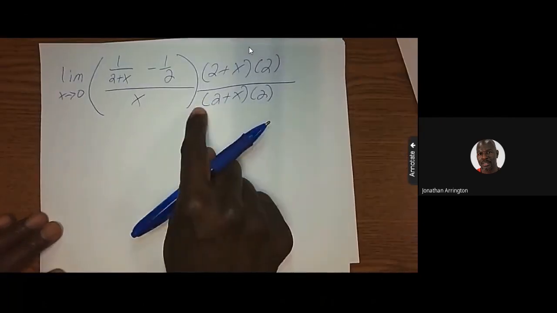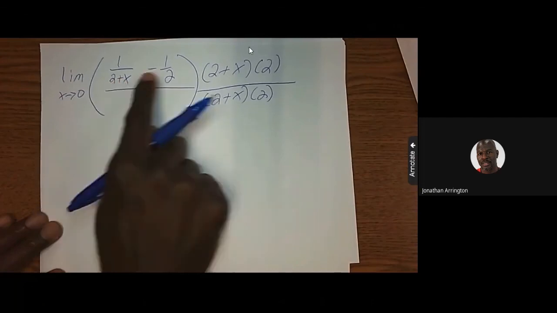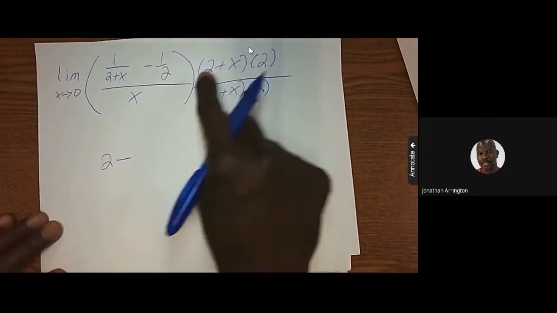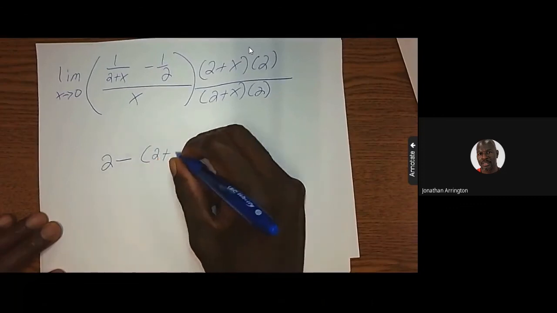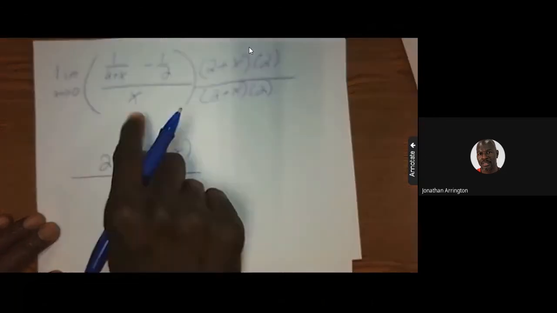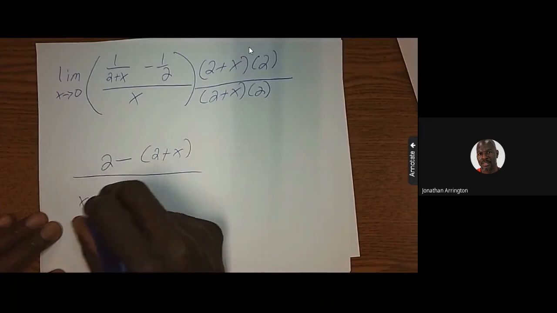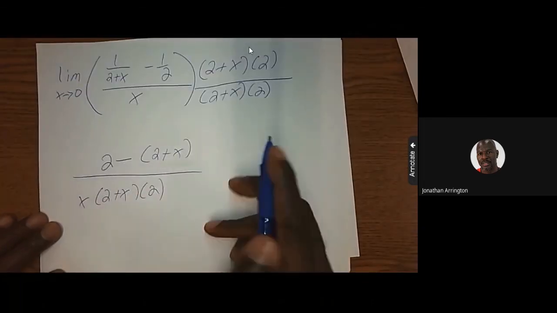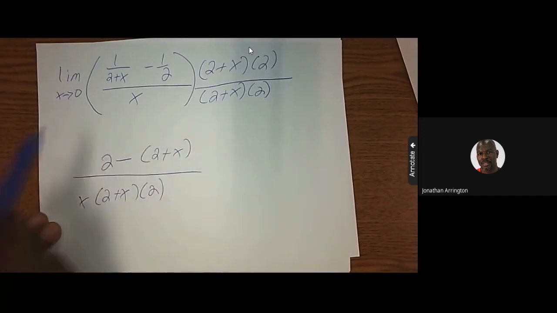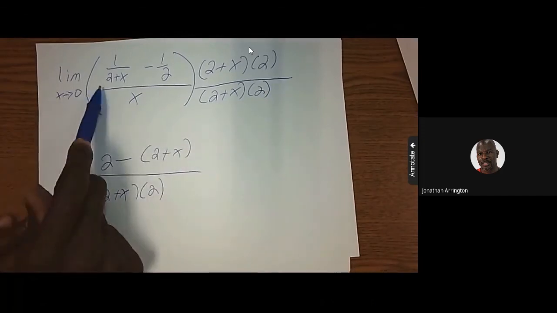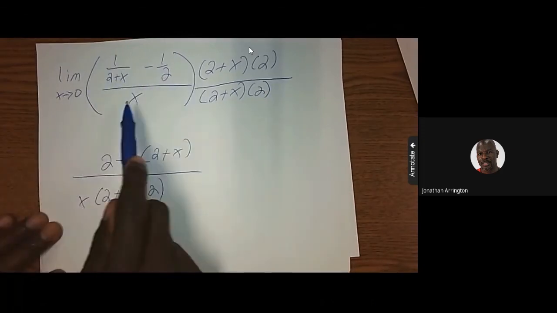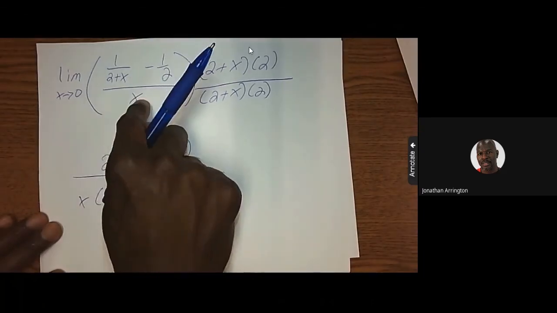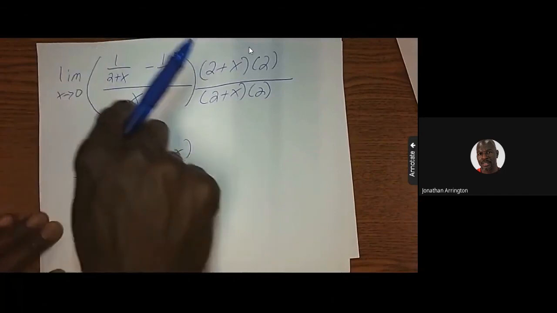And so when I do the top, the 2 plus x's are going to cancel. I'm going to be left with 2 minus, when I do the bottom, the 2's are going to cancel. I'm going to be left with 2 plus x. My denominator, I'll just leave it be x times 2 plus x times 2. And again, here, I always forget to do this little routine deal. If I plug in 0 for x, I'll get 1/2 minus 1/2, which is 0, which is, of course, over 0. The problem is this x in my denominator, because that's what's making my denominator 0.